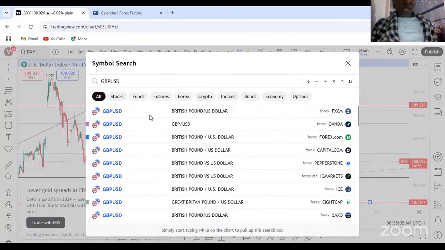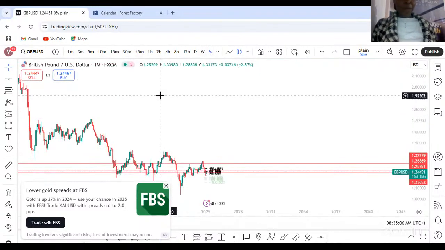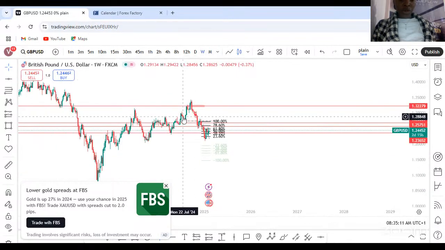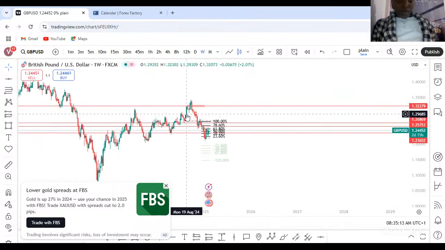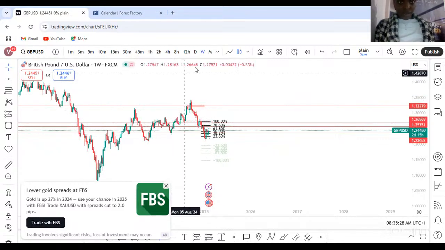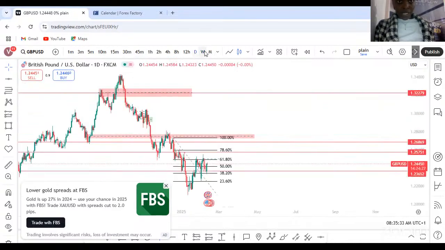GBP USD, the monthly time frame as seen right here, we can see the price is still bearish, and on the weekly time frame too, we're seeing more bearishness. And to even make it juicier, there's the box pattern strategy for a sell right here. Shoulder, sweep, break. We want to see price retracing into 1.32279 on the weekly time frame.